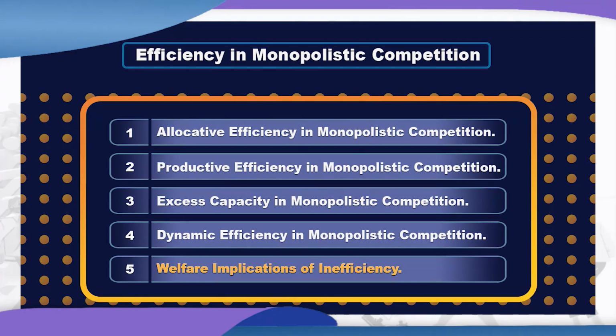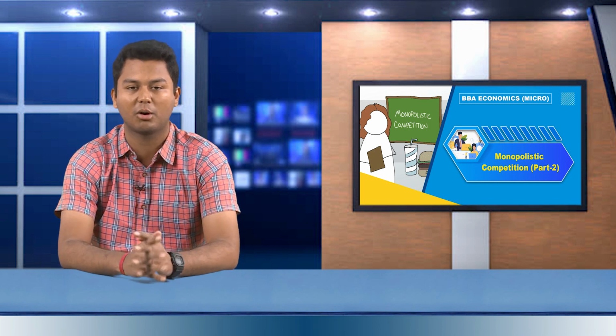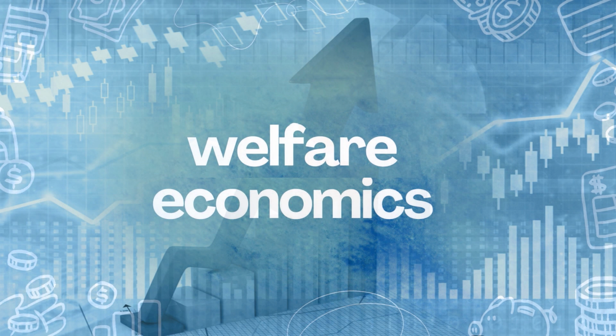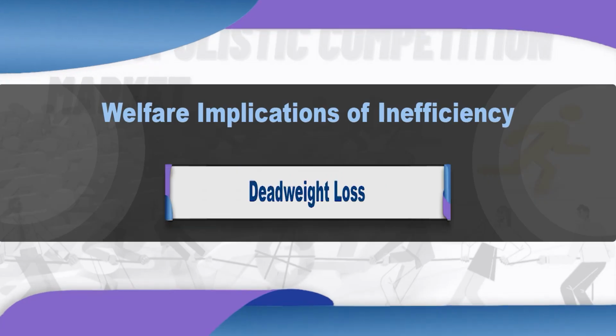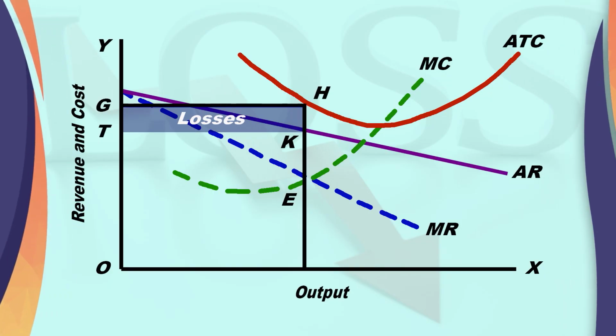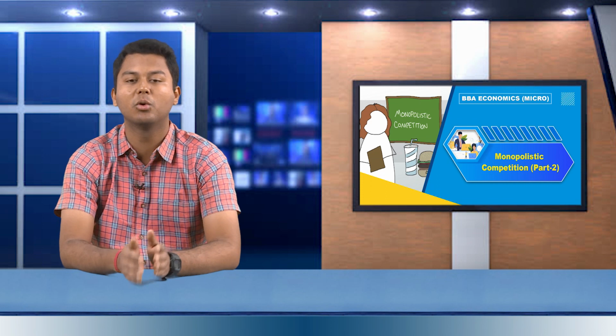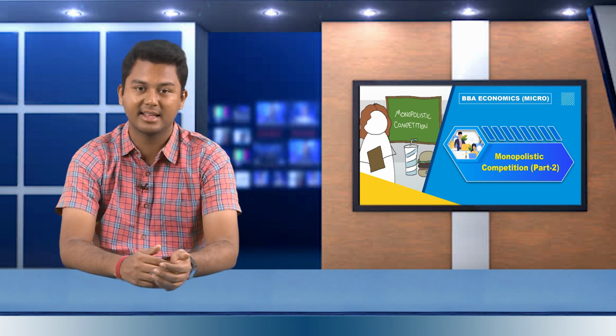Let us look at the welfare implications of inefficiency. The lack of both allocative and productive efficiency in monopolistic competition has implications on overall economic welfare. First, if we look at the deadweight loss, the fact that price is greater than the marginal cost results in a deadweight loss, as some mutually beneficial transactions do not occur. Consumers who would be willing to pay more than the cost of production but less than the firm's price do not purchase the good, leading to a loss of potential welfare.